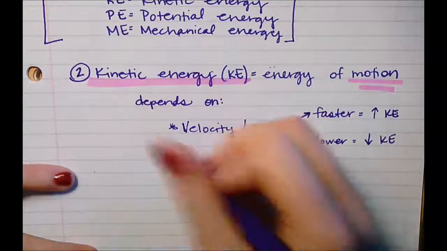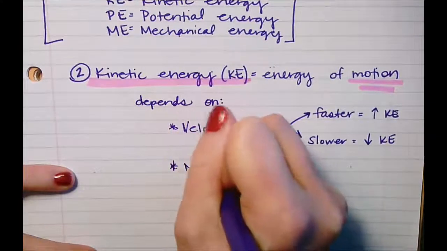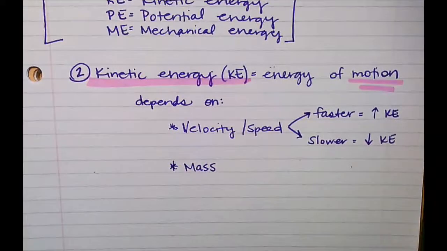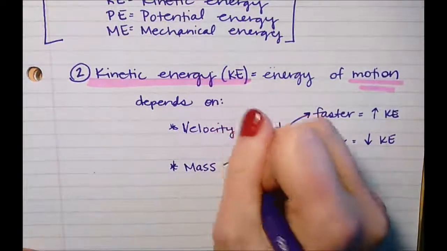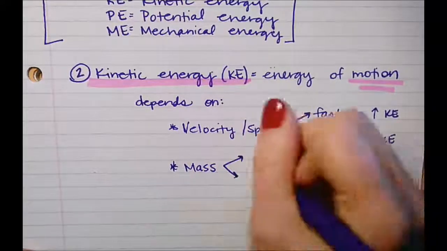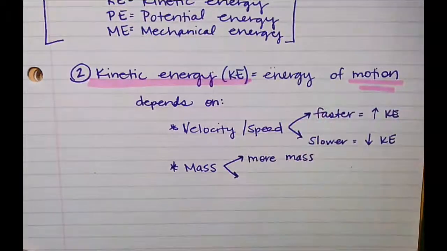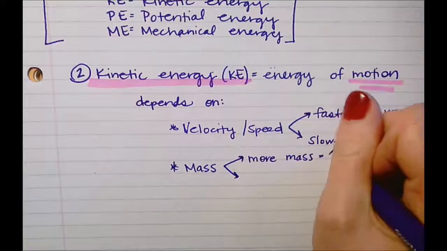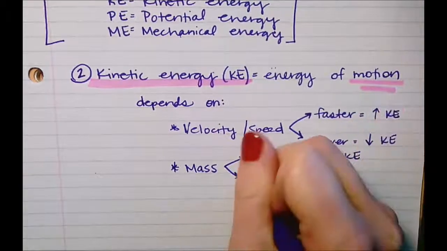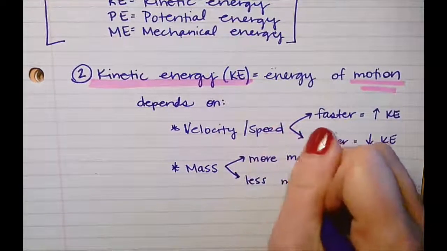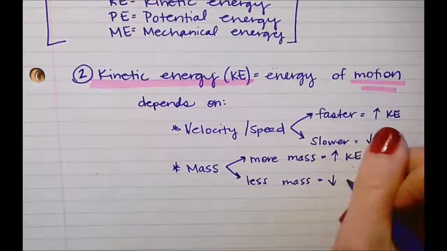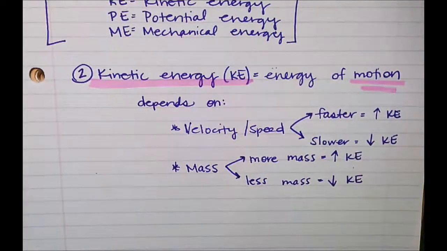And then the second one, it depends on the object's mass. Earlier in our gravity lesson, we talked about the difference between mass and weight. With this one, there's two parts. If you have an object that has more mass, like a bowling ball versus a basketball, then it's going to have more kinetic energy. If it has less mass, it's going to have less kinetic energy.